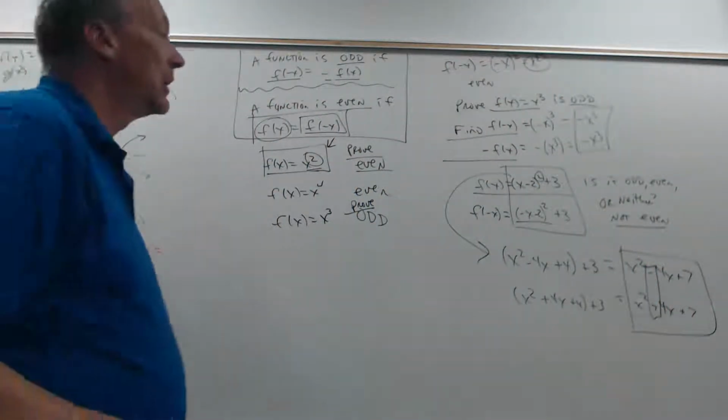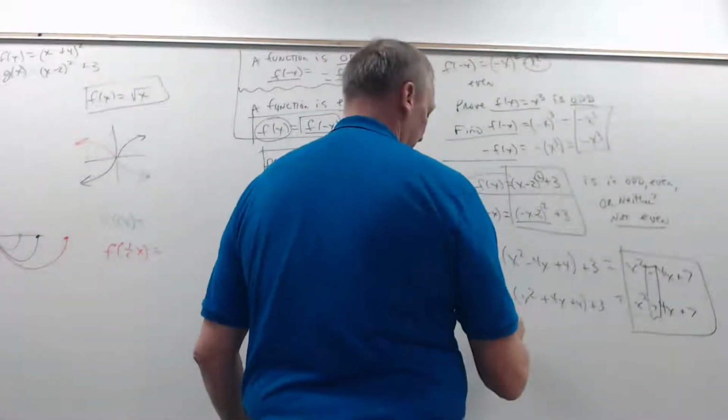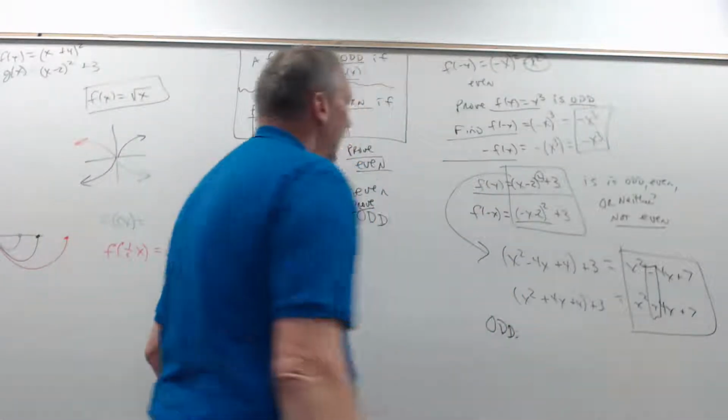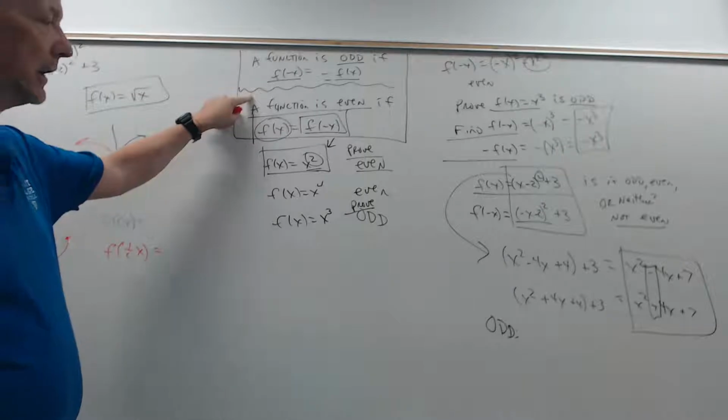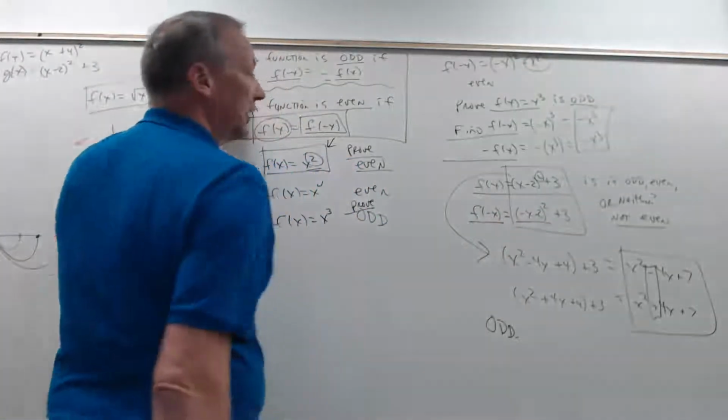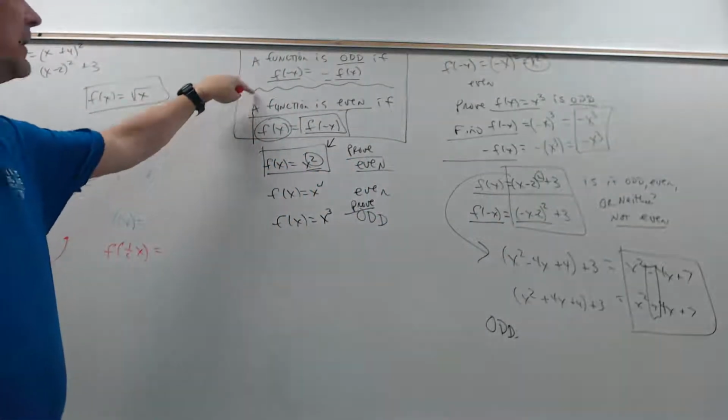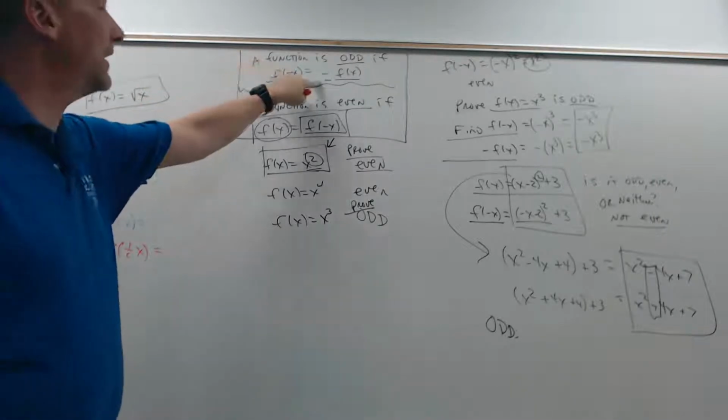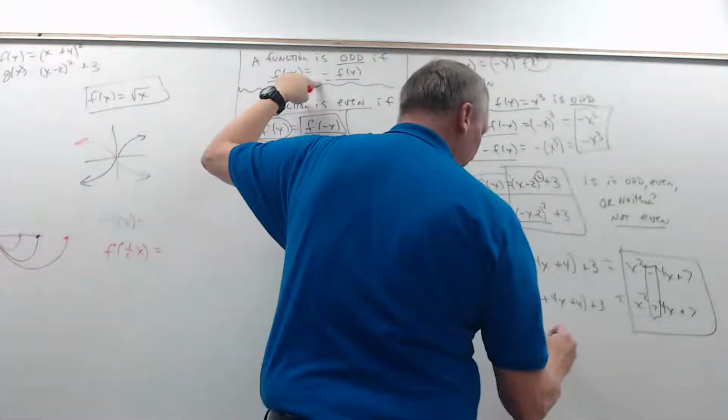So now, let's see if it's odd. In order to disprove that it's odd, I need to find f of minus x, which I just have done, and I need to find minus f of x. What is minus f of x?